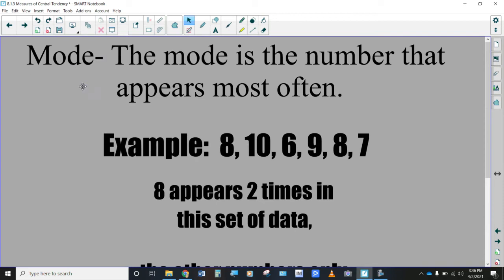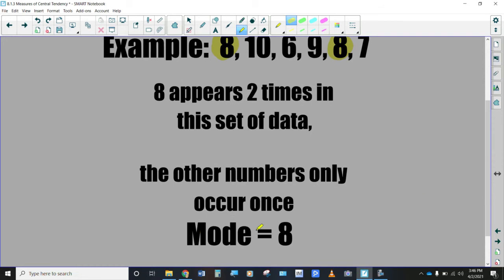All right, now for the mode. The mode is a number that appears most often. So if you take this example, 8, 10, 6, 9, 8, and 7, notice how the 8 shows up twice, but all the other numbers are only accounted for once. That makes the 8 the mode of the data. It's the number that occurs the most.